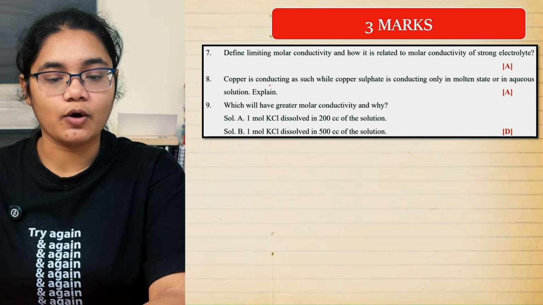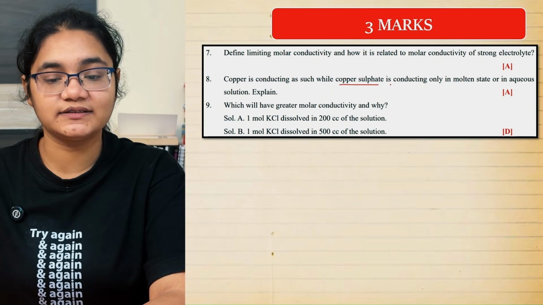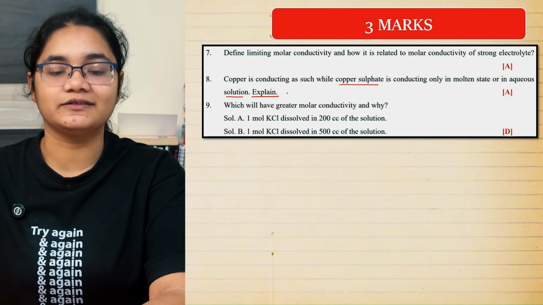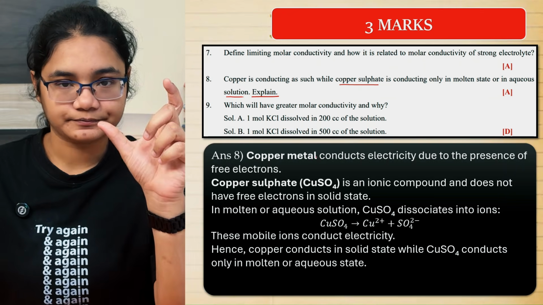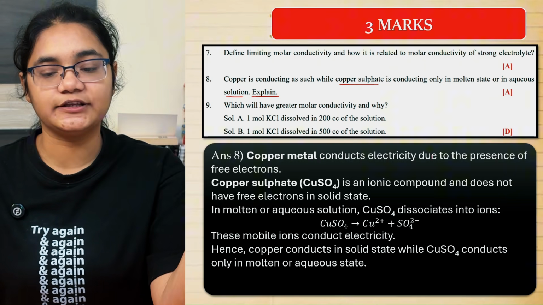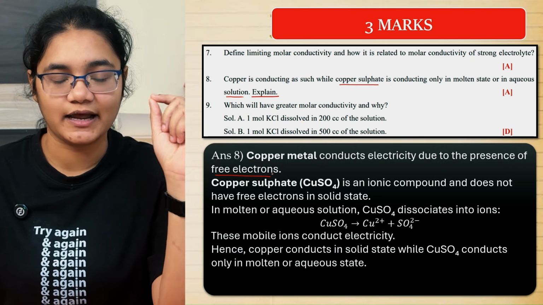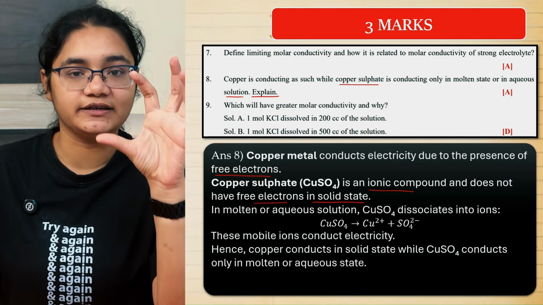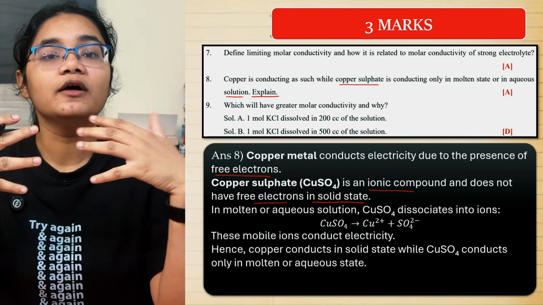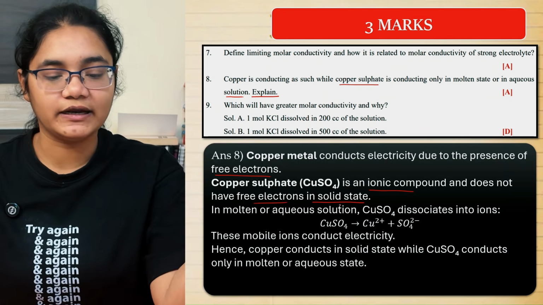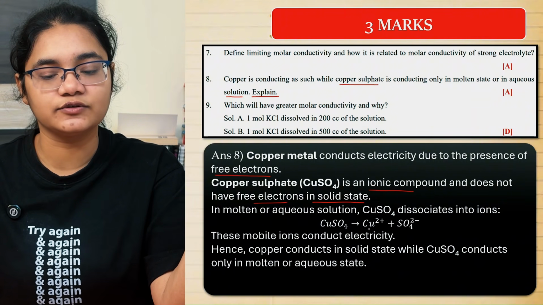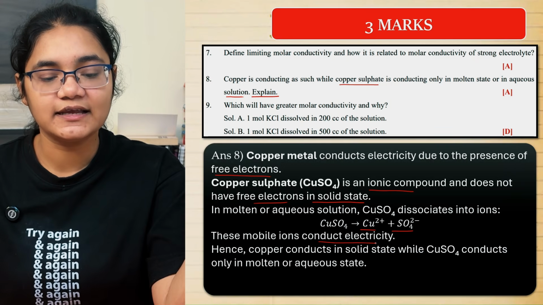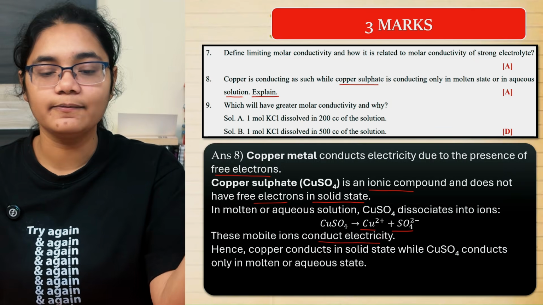Next, question number 8. Copper is conducting as such while copper sulfate is conducting only in molten or in the aqueous solution. Explain. Okay. Now see, copper metal is conducting in nature because of the presence of free electrons in it. But copper sulfate is an ionic compound and does not have free electrons in the solid state. When you have only copper sulfate, there are no free electrons involved. So when you melt it or take an aqueous solution of it, it dissociates to give you ions, that is Cu 2 plus and SO4 2 minus, and hence these mobile ions can now conduct the electricity.